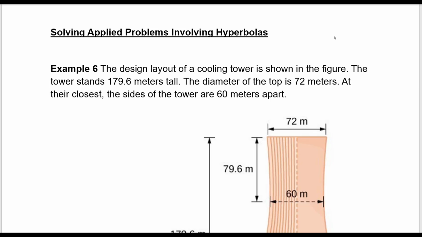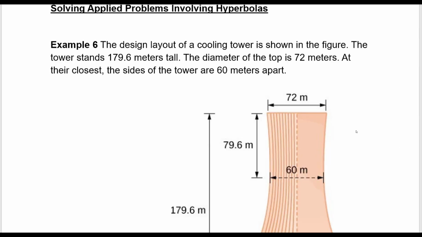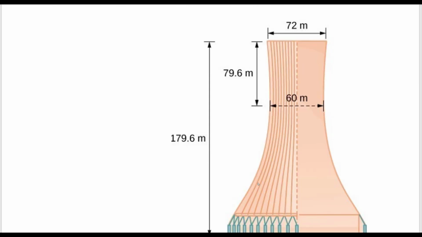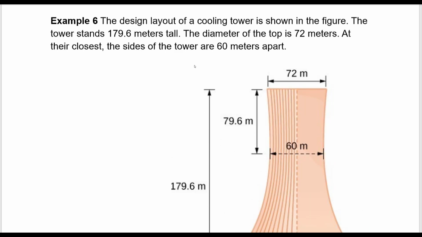So we're going to wrap up our hyperbola talk here with solving an applied problem involving hyperbolas. One of the applications of hyperbolas would be a cooling tower for a power plant, for example, that these curves are hyperbolic in shape. And so let's see, what does it say? The design layout of a cooling tower is shown in the figure.